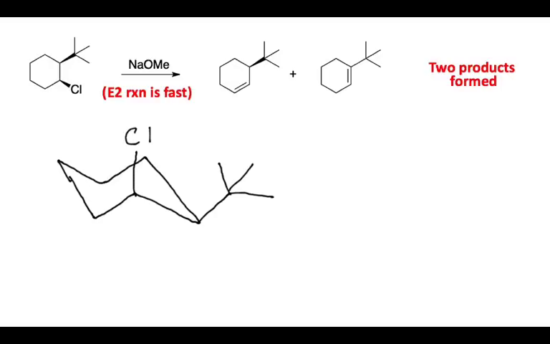So now the Cl is axial, which means that it is anti-coplanar with this hydrogen and this hydrogen. So it's fast because the favored chair conformation puts the chlorine in the axial position. It's pre-organized, with the chlorine there to eliminate. And there are two hydrogens you can take off. They're both readily available in the anti-coplanar conformation.